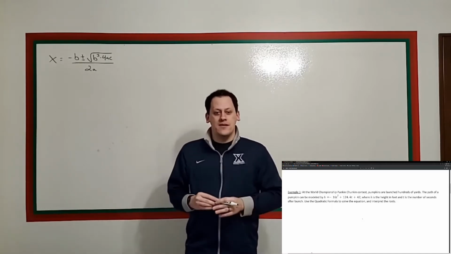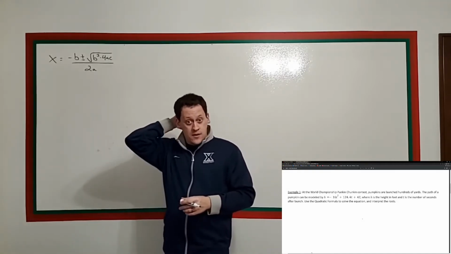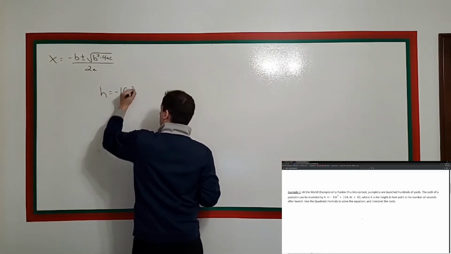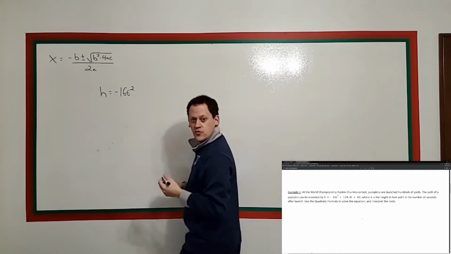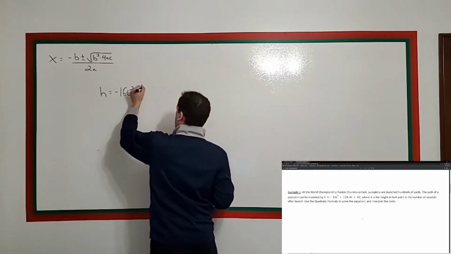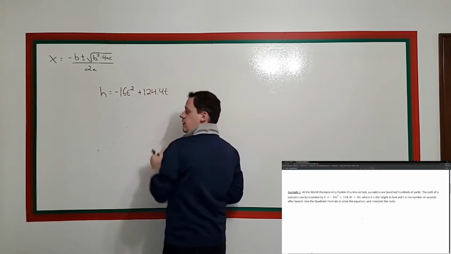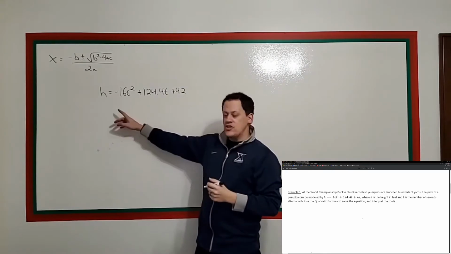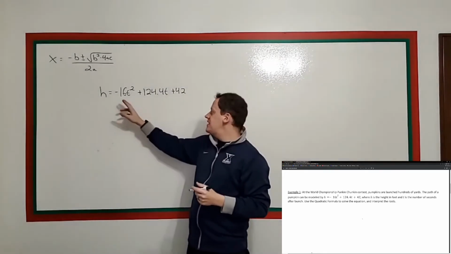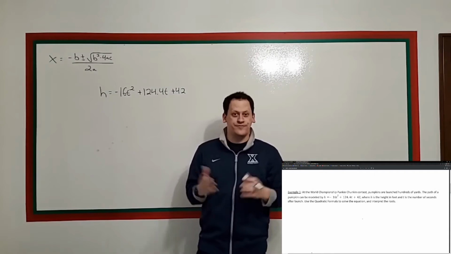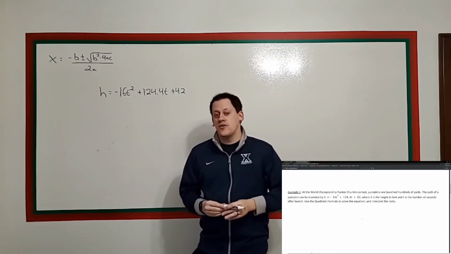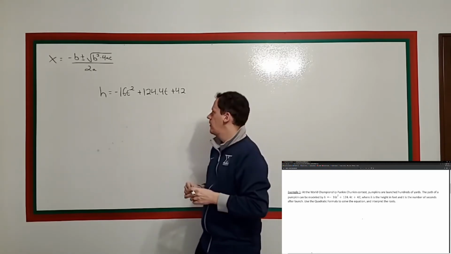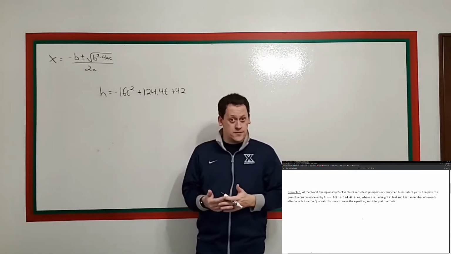The path of a pumpkin can be modeled by this equation. We've got h equals negative 16t squared plus 124.4t plus 42. h is the height of the pumpkin, and t is the number of seconds after launch. Okay, and we want to use the quadratic formula to solve the equation and interpret the roots. Okay, so let's use the quadratic formula here.